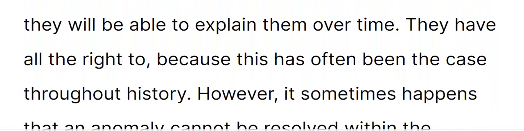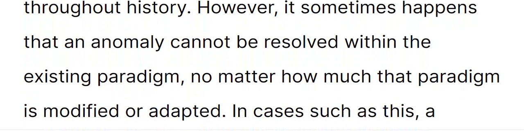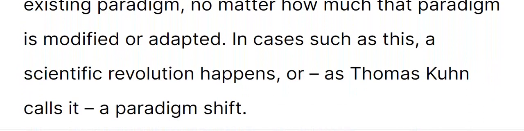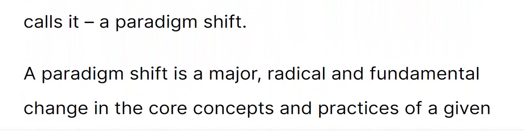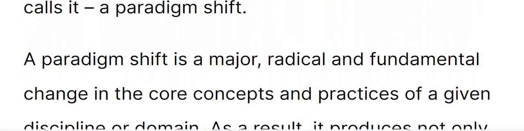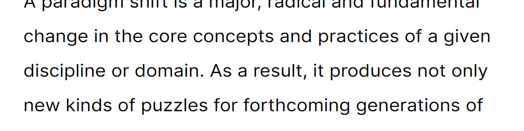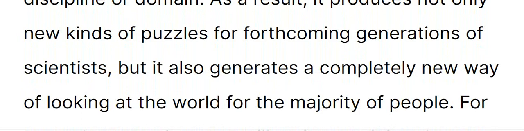However, it sometimes happens that an anomaly cannot be resolved within the existing paradigm, no matter how much that paradigm is modified or adapted. In cases such as this, a scientific revolution happens, or, as Kuhn calls it, a paradigm shift. A paradigm shift is a major, radical, and fundamental change in the core concepts and practices of a given discipline or domain. As a result, it produces not only new kinds of puzzles for forthcoming generations of scientists, but it also generates a completely new way of looking at the world for the majority of people.